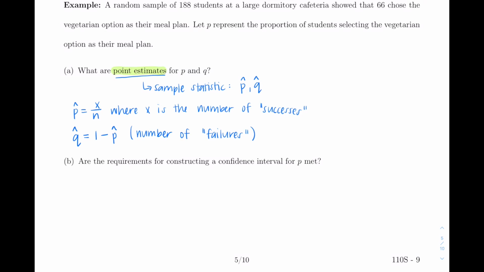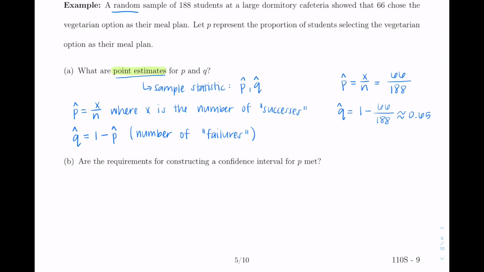So to find the point estimates for this example, we're going to have that p hat is equal to x over n, where x is equal to 66 and n is equal to 188. And q hat is then equal to 1 minus 66 over 188. And this is equal to approximately 0.65.